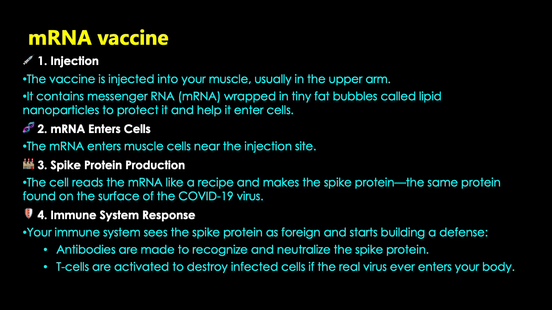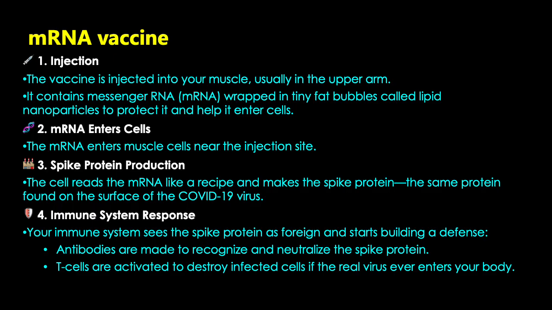So it's wrapped in tiny fat bubbles called lipid nanoparticles to protect it and help it to get into your cells. Okay, so the site of injection usually is a place where we find a lot of the mRNA residing there. Then the mRNA are supposed to enter the cells. After the shot, the mRNA travels into healthy muscle cells. It doesn't stay long, just enough time to deliver its message.